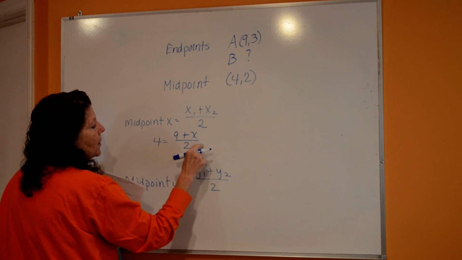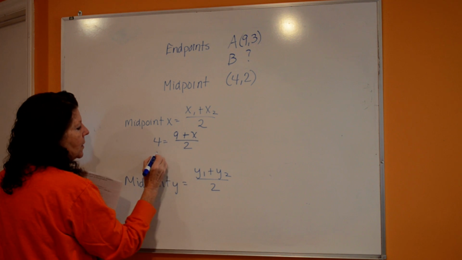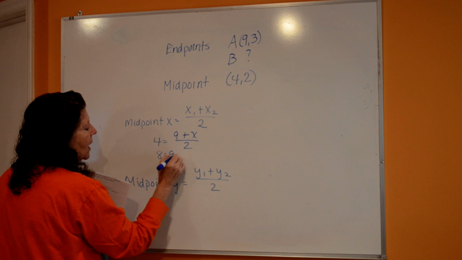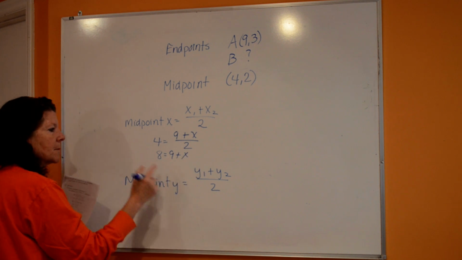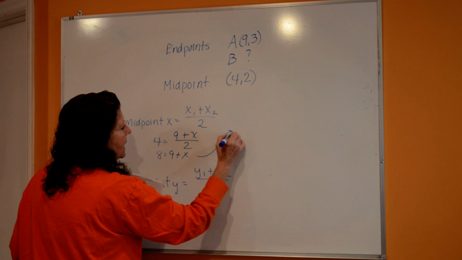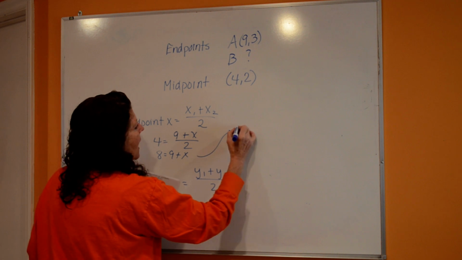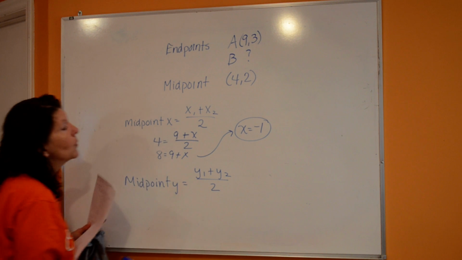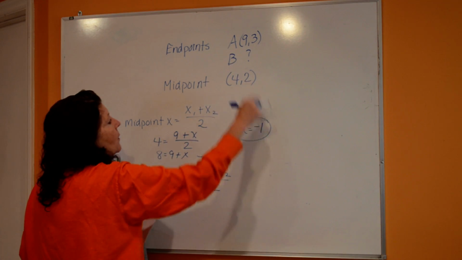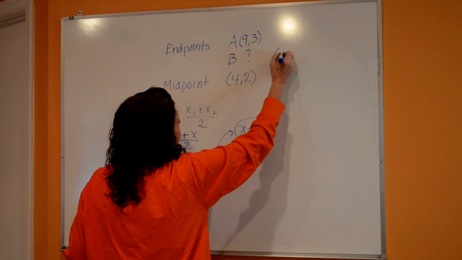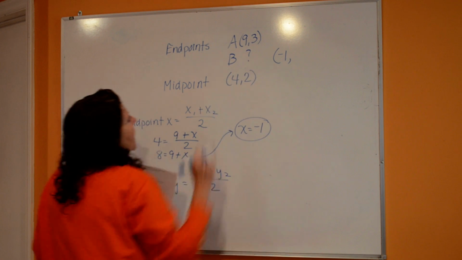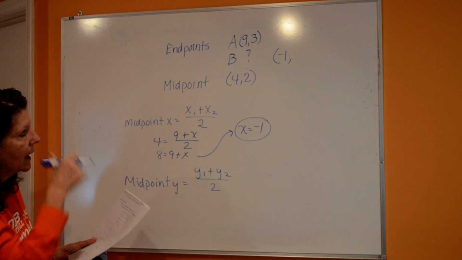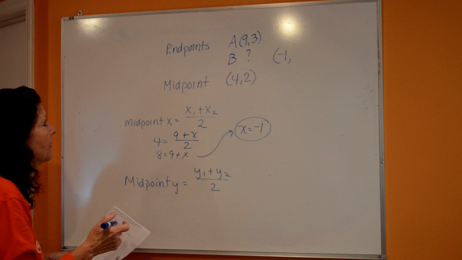So I multiply both sides by 2 to get rid of the 2 on the bottom. So I have 8 is equal to 9 plus x. Then I'm going to subtract. I have to bring my answer over here. So I have x is equal to negative 1. So there's one possibility, or that is the only possibility because it has to be in the middle. So I know the x value of my other point is negative 1.